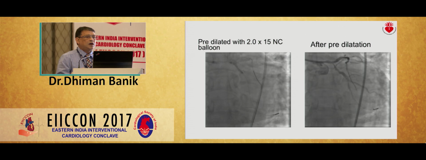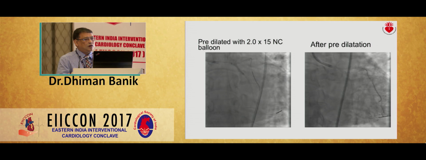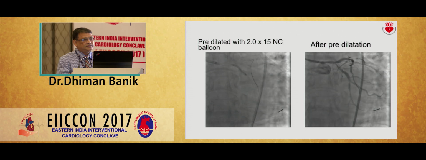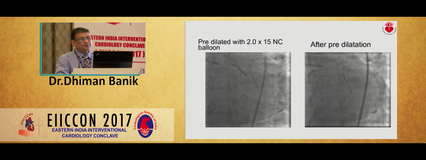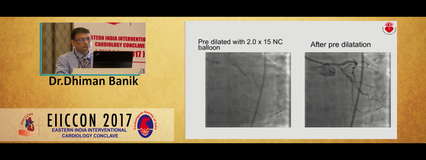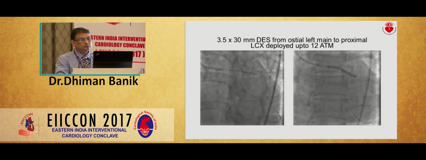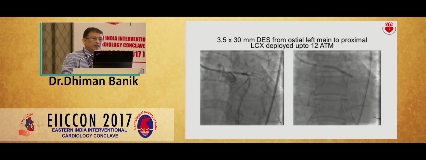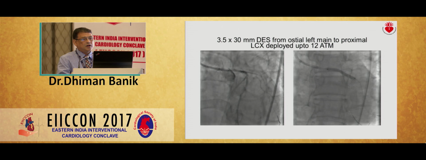So I pre-dilated the ostial LCX from the left main with a 2 by 15 NC balloon. After pre-dilatation, this shows like this. Then I put a 3.5 by 30 millimeter drug-eluting stent from the ostial left main to the proximal LCX.